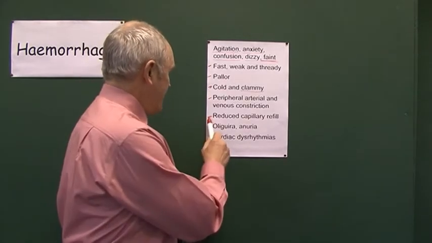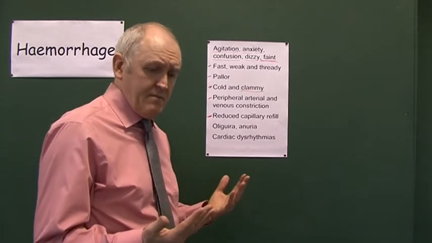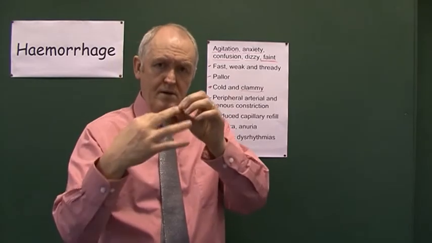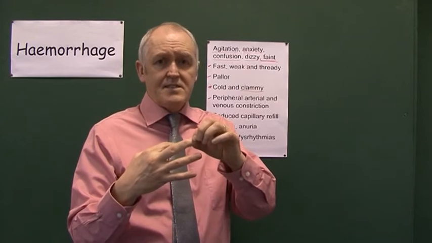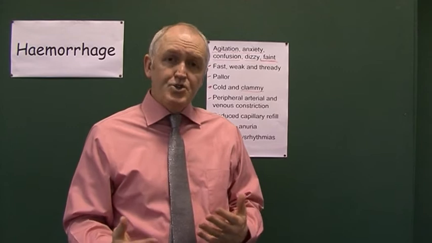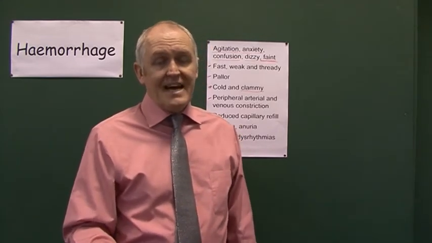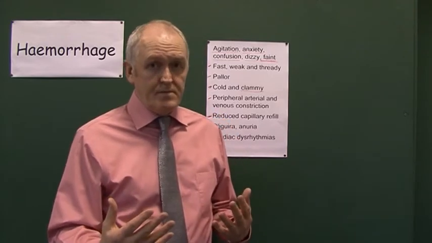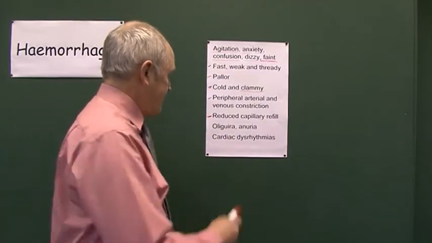Reduced capillary refill time. Again, this means that there's reduced blood going into the limbs. So the classic place to do this is on the fingers. Hold the arm up, preferably above the level of the heart. Press it hard for 5 seconds, let it go, and the capillary refill time in a healthy person should be less than 2 seconds. If it's greater than 2 seconds, that is a delayed capillary refill time, and it's an indicator of hypoperfusion. Eventually, oliguria and anuria.